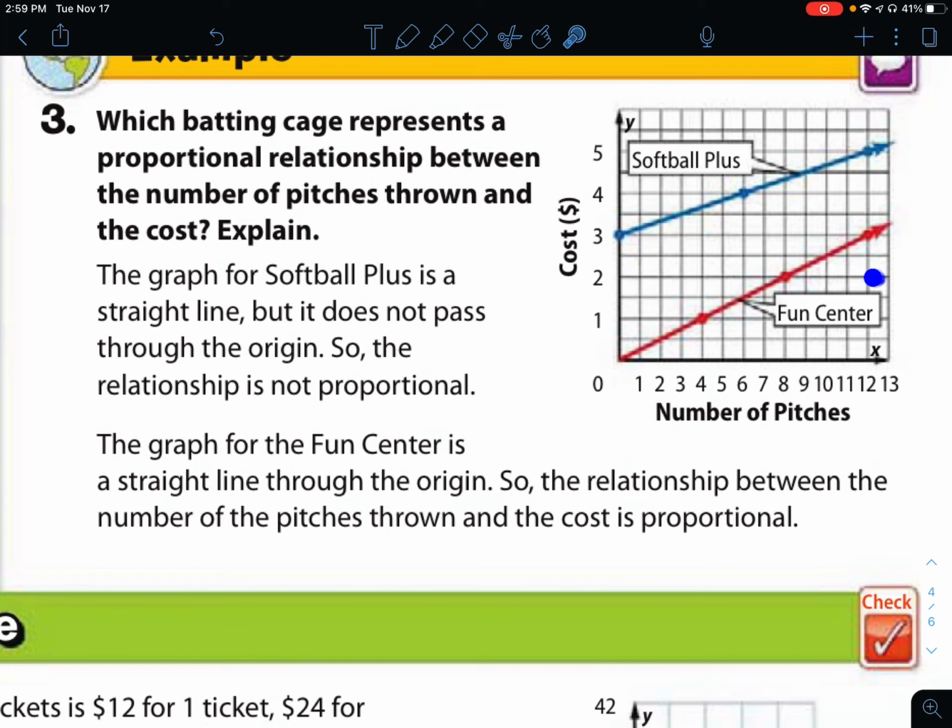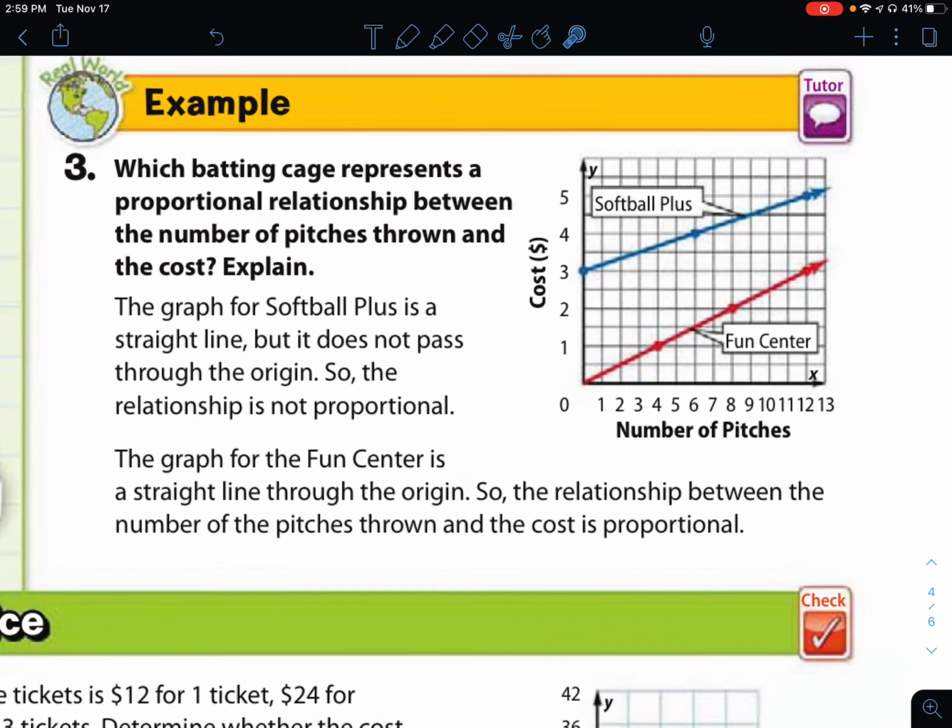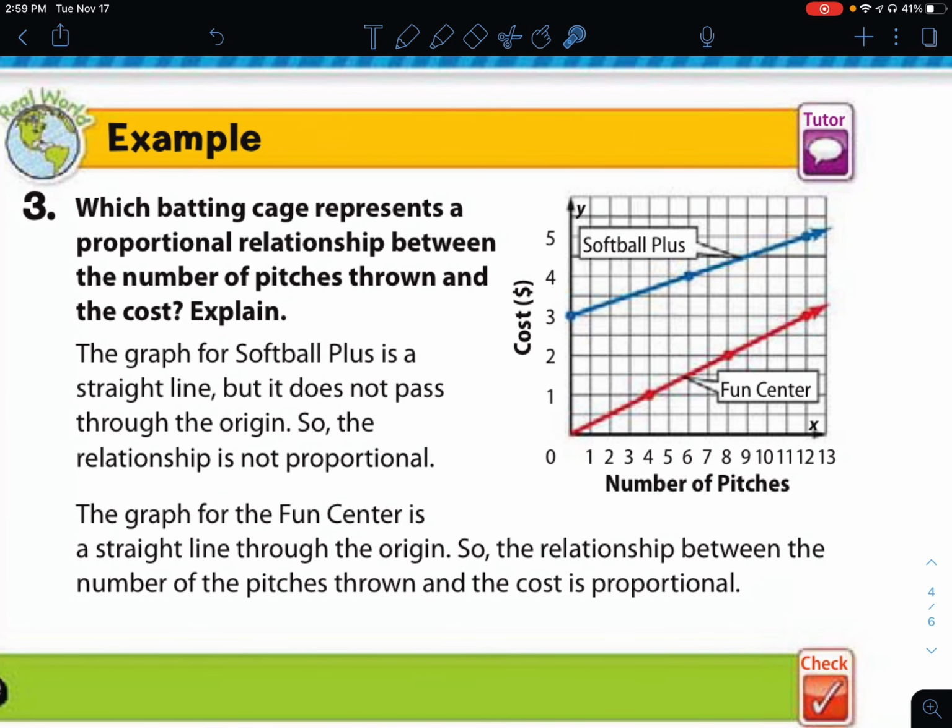So the answer, of course, would be Fun Center, where the number of pitches thrown and the cost is proportional. And that's the end of our lesson.